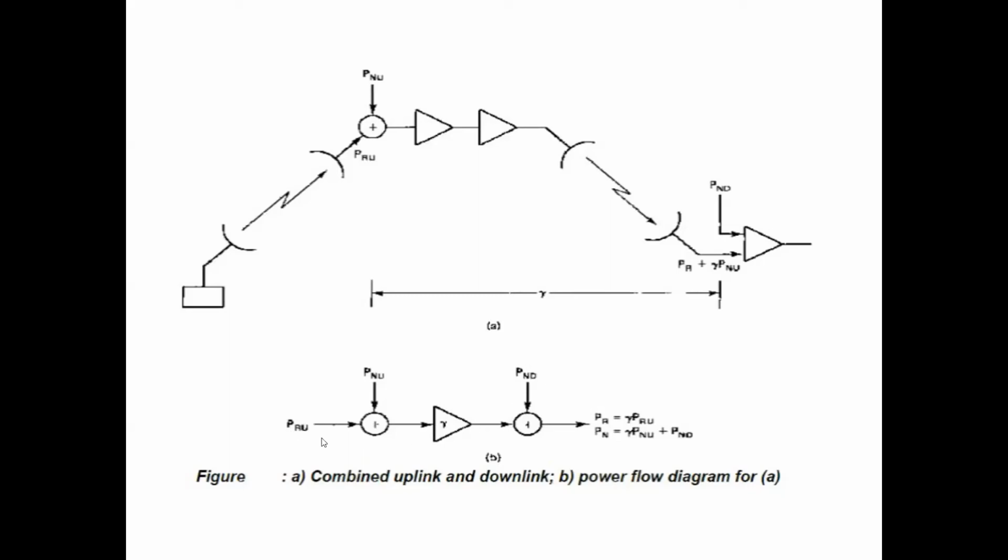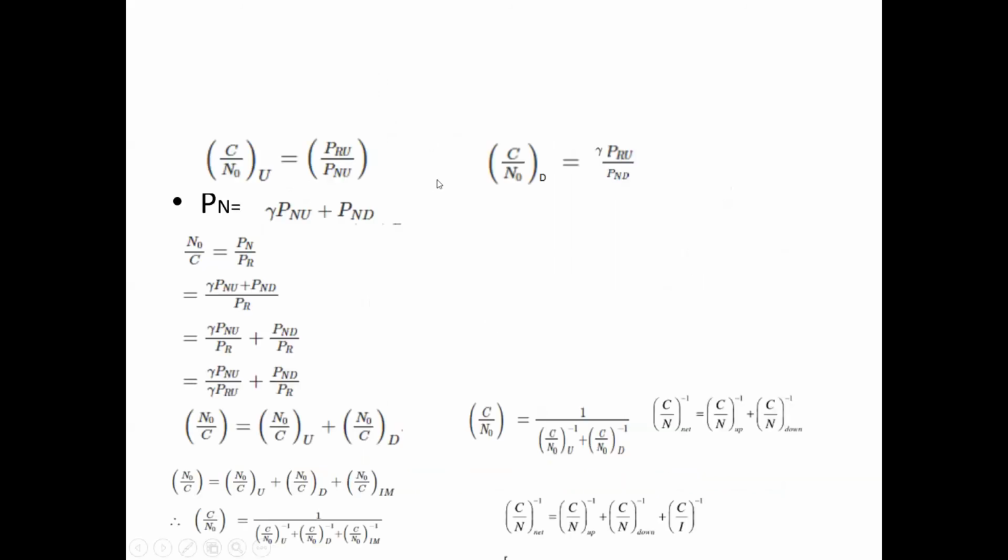So if PRU is at the input, the power being received at the earth station will definitely be multiplied by gamma. So received power is gamma times PRU. The total noise will be noise at the uplink multiplied by gamma plus the noise getting added at the downlink. Now, this C by N, PRU by PNU, is nothing but C by N0 of uplink, and gamma times PRU by PND, that is PR by PND, is C by N of downlink. And the total noise we know is gamma times PNU plus PND.